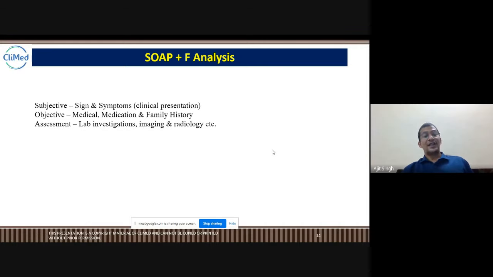And now assessment: we did all the lab investigations, we did all the imaging, including echocardiogram and coronary angiography. Okay, CAG we did. Next thing is problem list. We concluded our final diagnosis. Now what next? Planning or management for the patient. And then follow-up. So this is SOAP analysis. This is how you can do your case under SOAP format.